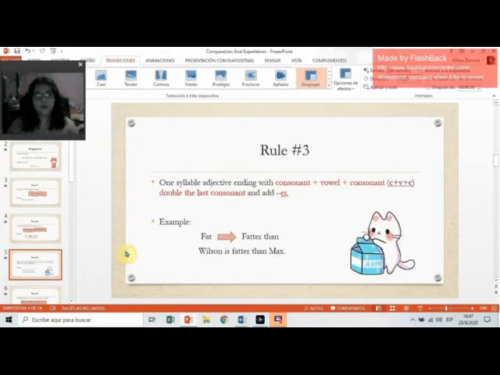Rule number 3. One syllable adjective ending with consonant plus vowel plus consonant, or CVC. Double the last consonant and add ER. Example, fat, fatter than. Wilson is fatter than Max.